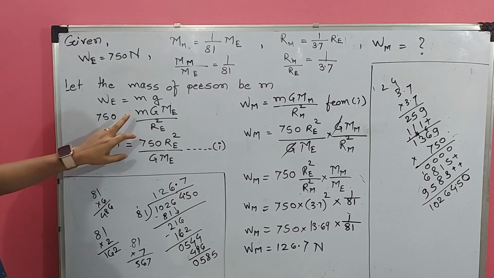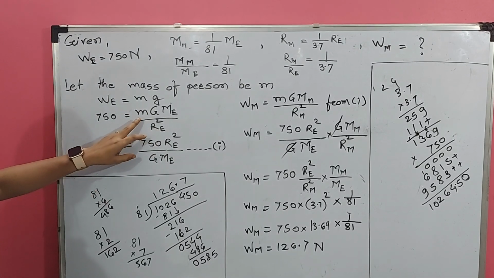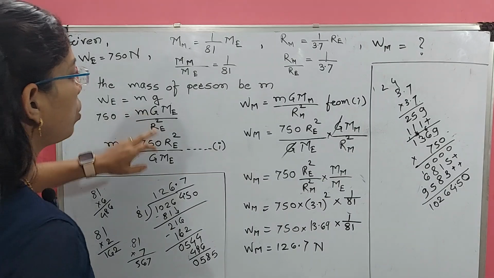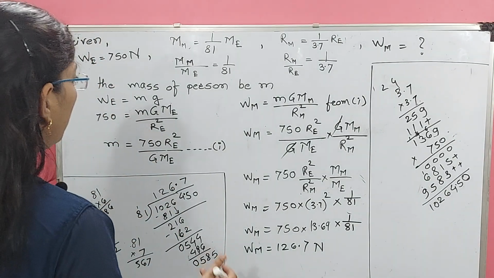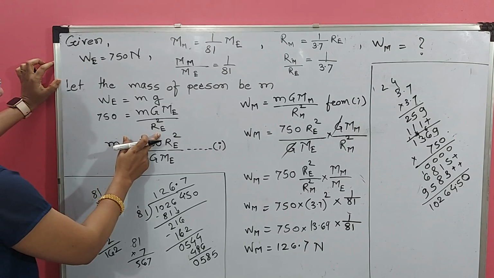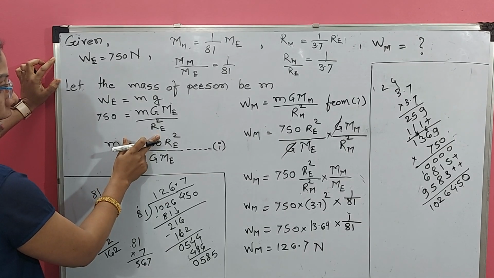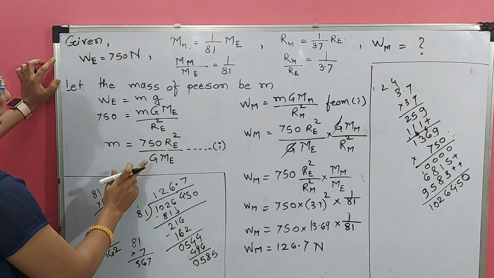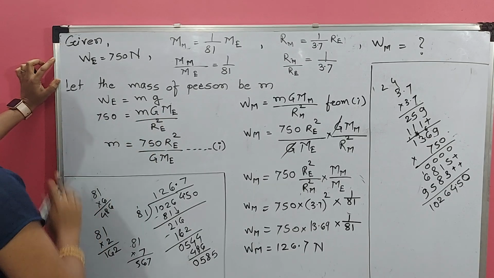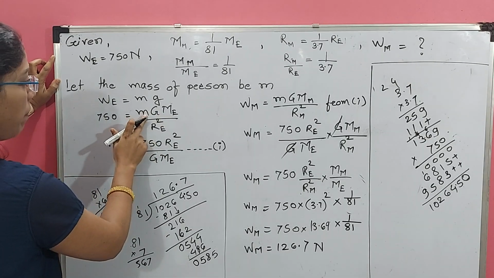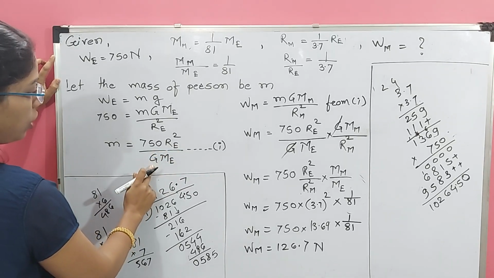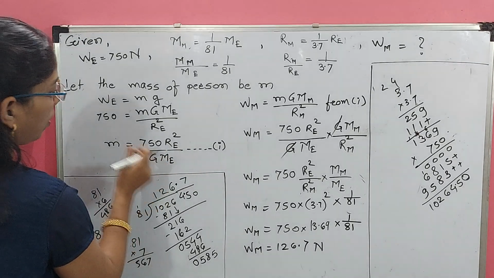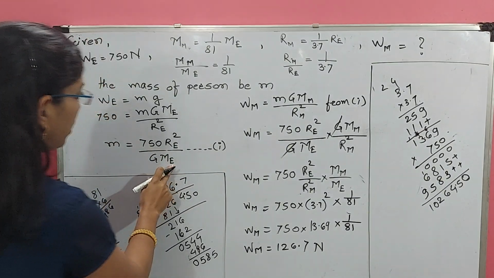Now, by changing the side, we can get the value of m, because we don't know the value of m for calculating the weight of the person. Re square goes in the numerator by changing the side, and the other values go in the denominator. So m is equal to 750 into Re square, radius of earth square, upon G into Me, mass of the earth.